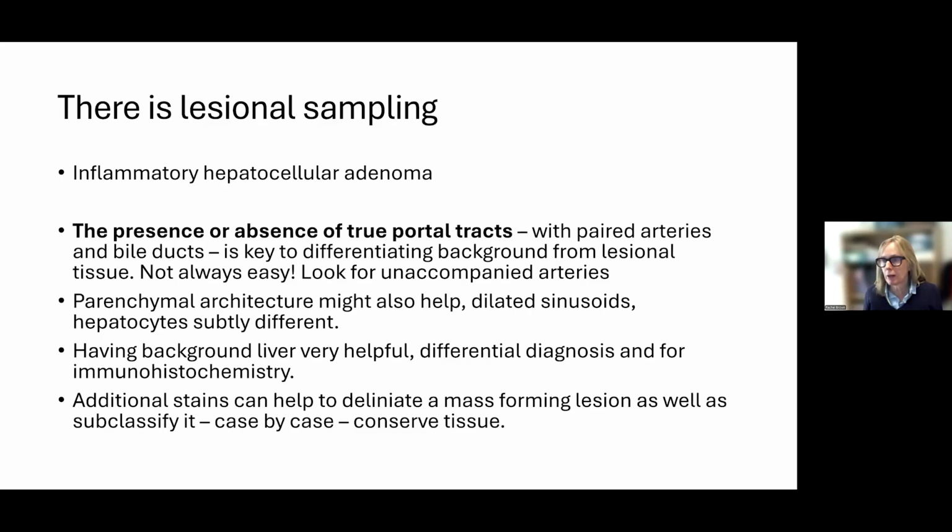We need to know about the background liver. We had a biopsy of it in this case, but if you don't have a biopsy, you need to be consulting the patient record to find out if they've got a history of cirrhosis. Both for the setting in which the lesion is arising, but also, as I showed you with the CRP and amyloid A, you need the background to interpret that immunohistochemistry. And as I mentioned, sometimes additional stains can help you in answering that question, have I got lesional sampling or not?